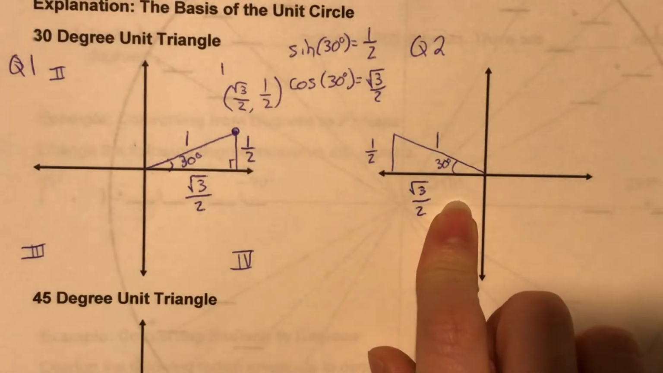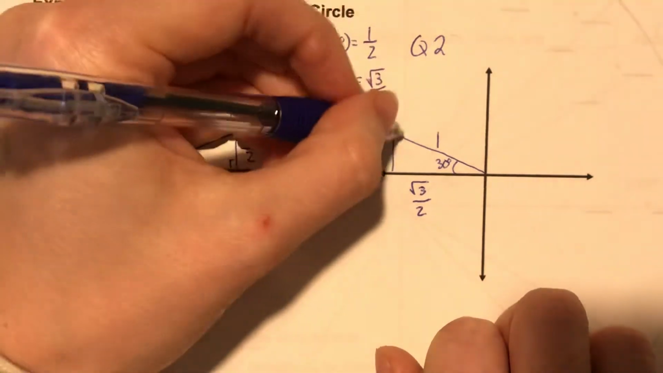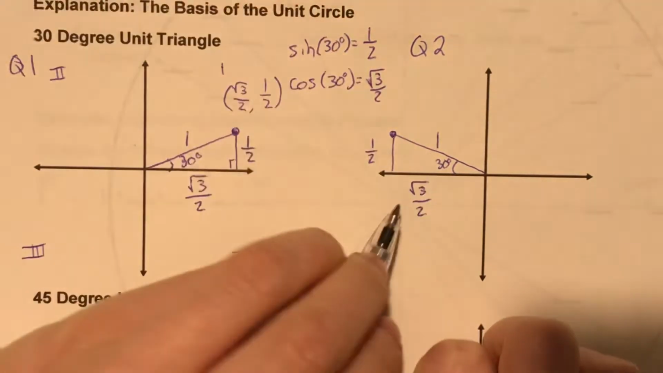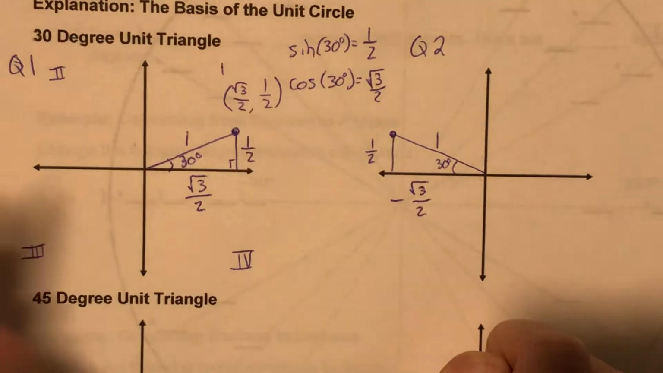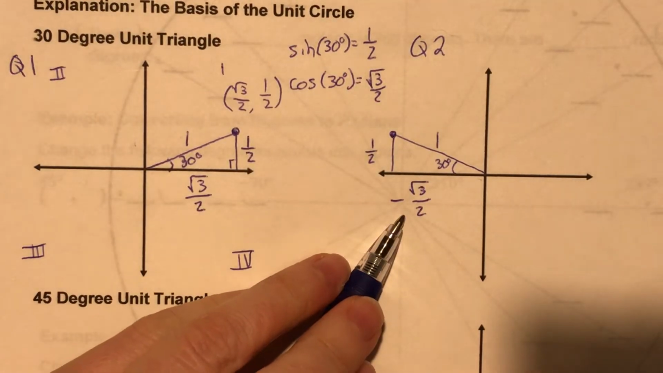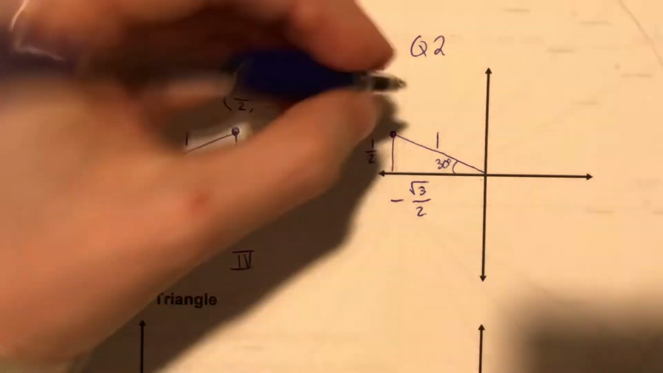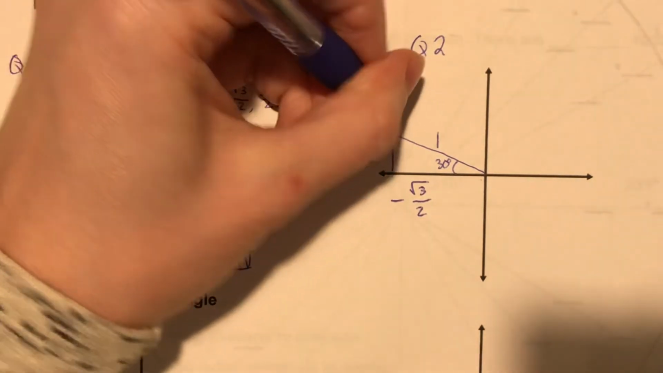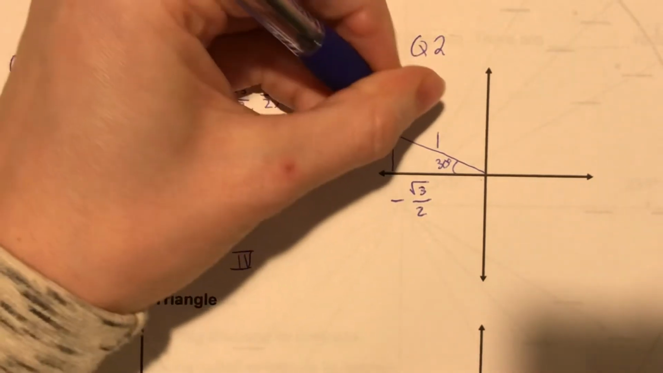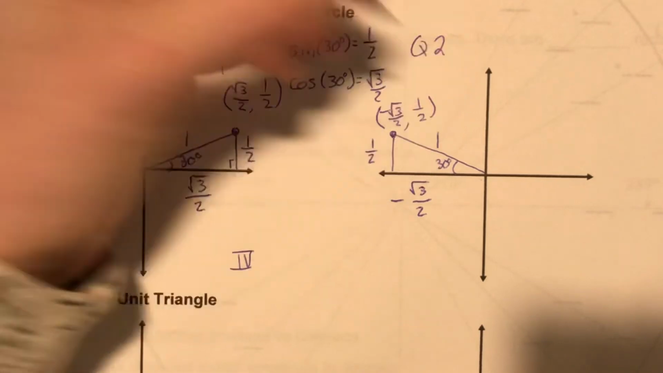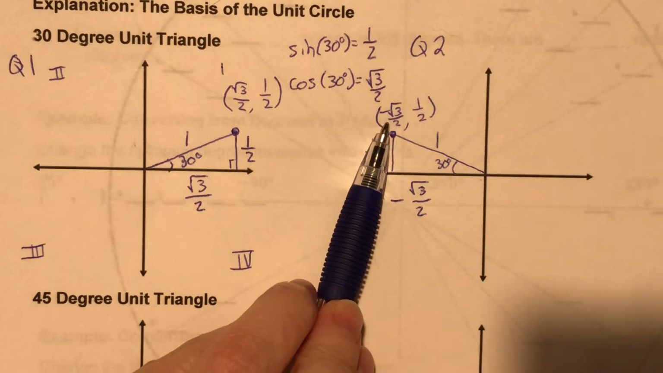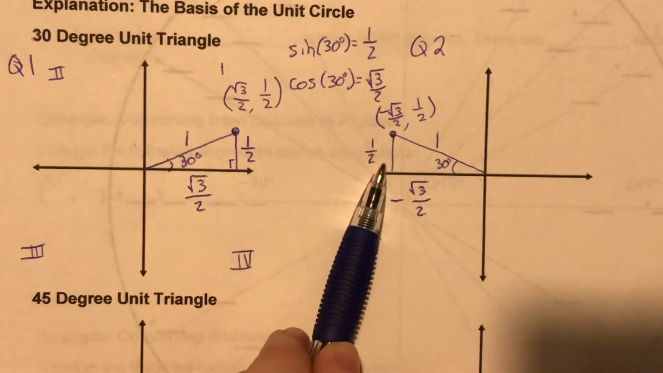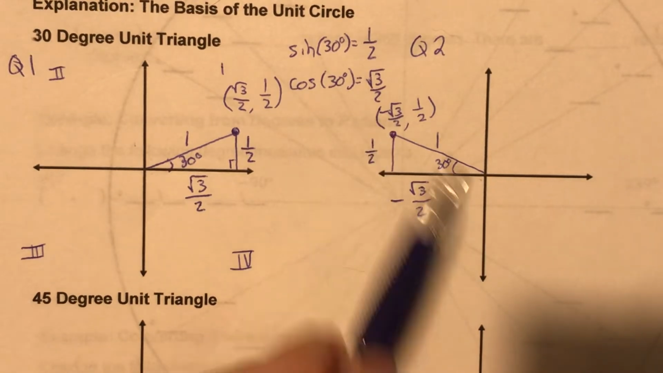Except for one difference. Because this coordinate point is in quadrant 2, my x coordinate is negative. So this here is negative square root of 3 over 2, and the coordinates of my point are negative square root of 3 over 2, comma 1/2. All right, so 1/2 is still positive because we went up to a positive y, but we had to go to the left to get our x value, so that's negative.